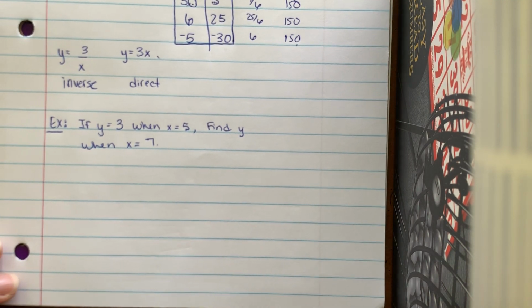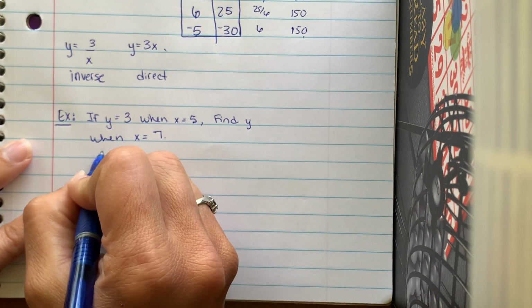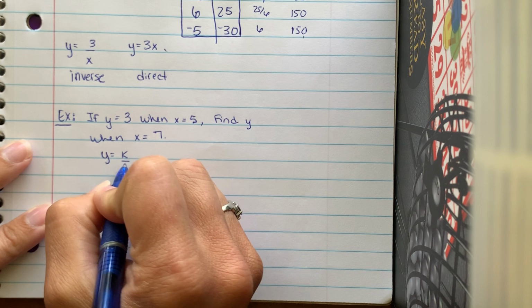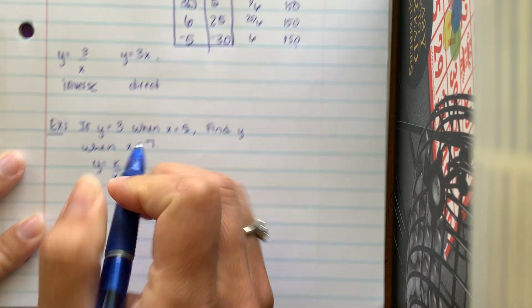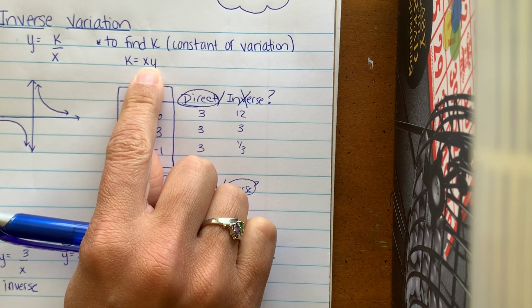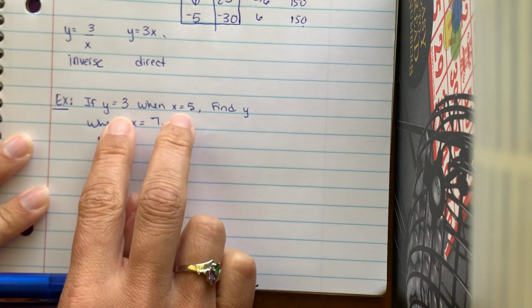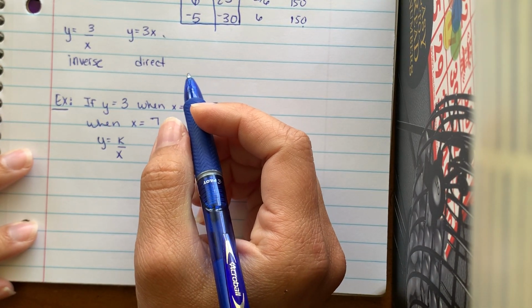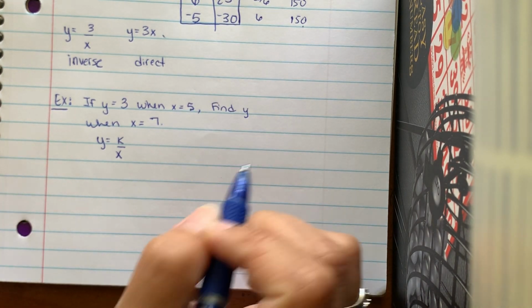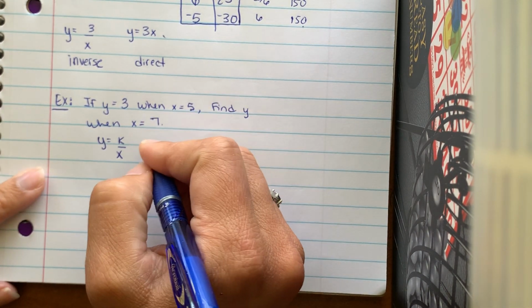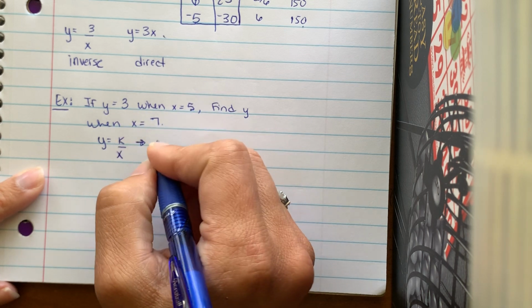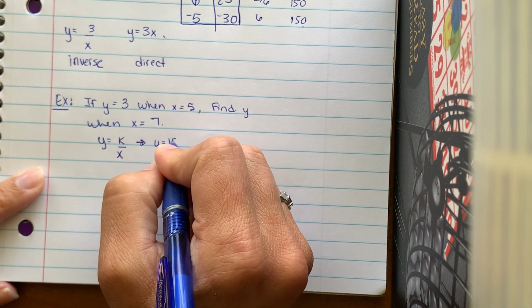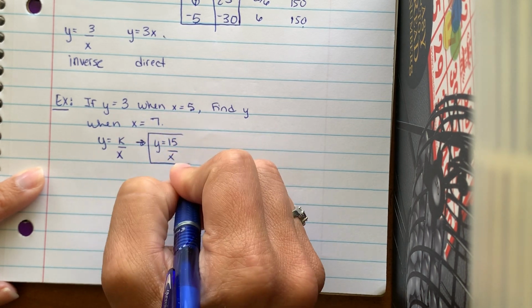So this is an inverse, remember. In order to write my equation, I need to figure out what k is. And up here it tells you how to find k. You take your x and your y and multiply them together. So take these two numbers, really simple, and you multiply them together. If it was direct, we would be dividing, but it's not direct, it's inverse. So we are going to multiply. So when I multiply 3 times 5, I get 15. So this is my equation.